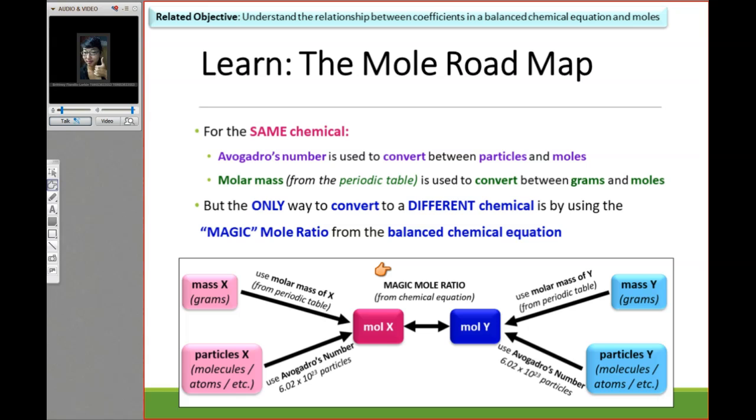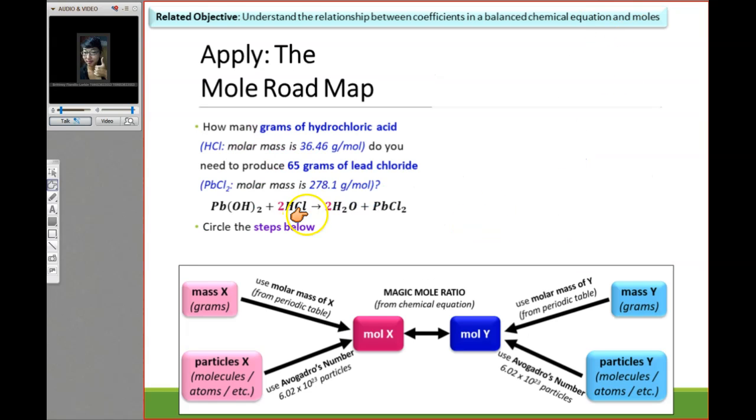Okay, looking good, everybody. So let me go ahead and take a look here. Where are we going next? All right, so in class we did this problem. How many grams of hydrochloric acid, which has a molar mass of 36.46 grams per mole, do you need to produce 65 grams of lead, which has a molar mass of 278.1 grams per mole? Here's the balanced equation. We're going to go ahead and follow these steps below.